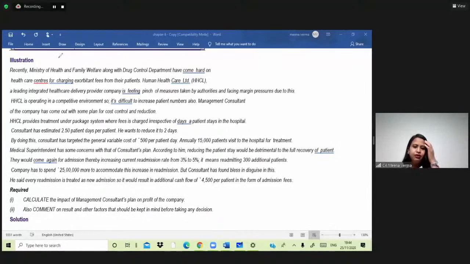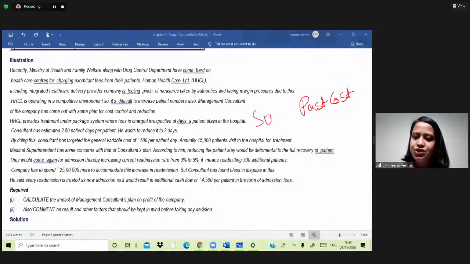Read this question. What will we consider? We will not consider any past cost, any cost for which we have already made the payment. They are sunk costs. We will not consider that. Any cost which is the same for two proposals, we will not consider that. So accordingly, first read it carefully and try to understand.